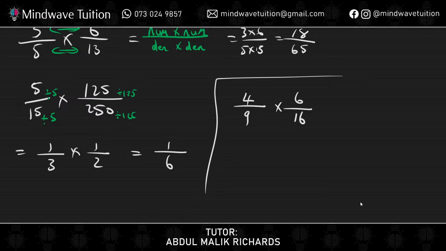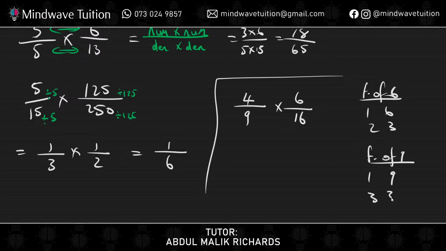So what we can do is simplify in a cross method. So we can see 6 and 9. If we write down the factors of 6, it's going to be 1 times 6 and 2 times 3. And then the factors of 9, which is 1 times 9 and 3 times 3. You can see that the highest common factor is going to be 3.